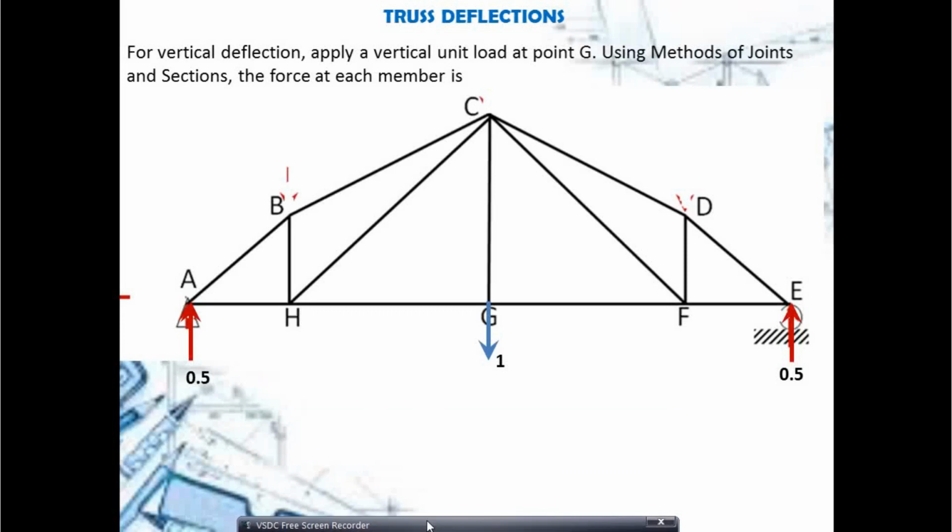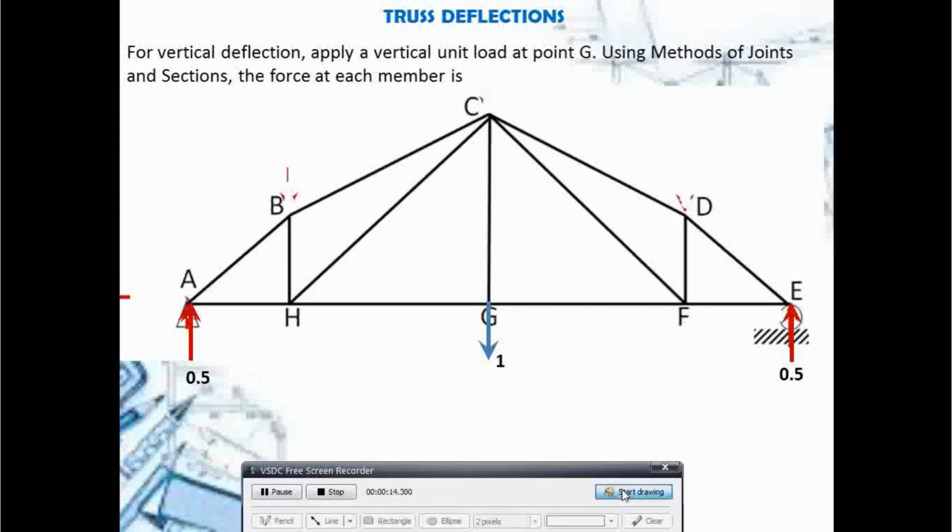After na nakuha natin yung mga reactions sa support, next thing we have to do again is to determine the bar forces or yung mga values dito sa loob, dito sa may mga members. Kung ilan ito, ilan yung mga values nito. Due to this one unit load. Again, since unit load ito, wala siyang unit. Walang unit ang ating U. Okay, since this is a virtual work method.